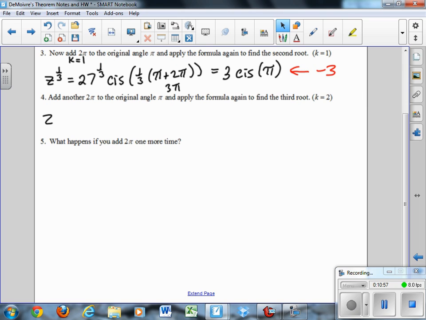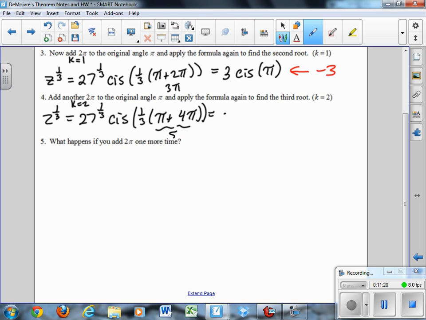Now I'm making the k in my formula 2. So in other words, I'm adding 2 times 2 pi. I'm going to add 4 pi this time. So 1/3 times pi plus 4 pi, which is the same thing, is 5 pi. So I'm going to say 27 to the 1/3 cis 1/3 times 5 pi, which is 5 pi over 3.